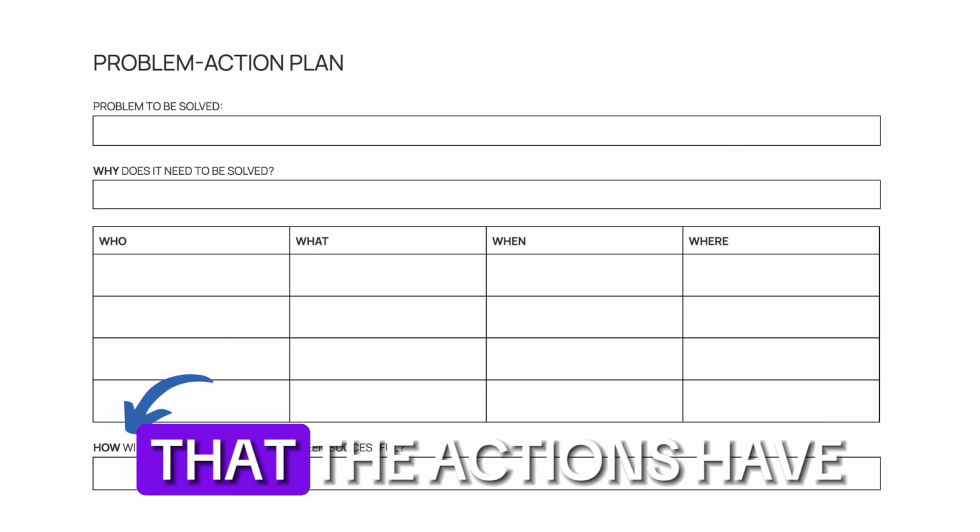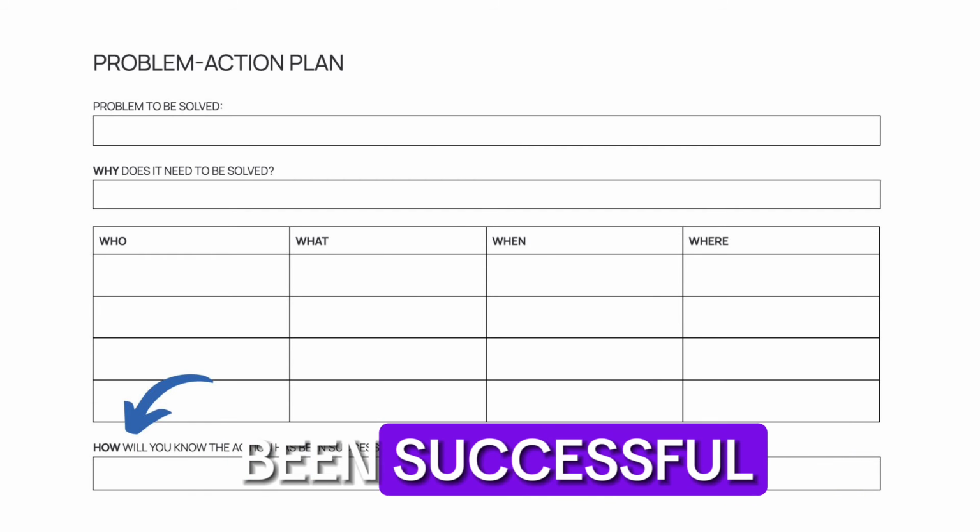And then finally, the last line in the template, how will you know that the actions have been successful? So you've done the work and you have asked for the help. They've done what they've said that they're going to do, and you are now checking to see is the problem solved. So in my workload case, as I said, by the following month, I should expect my work to be delivered on time more regularly. That is what success looks like.